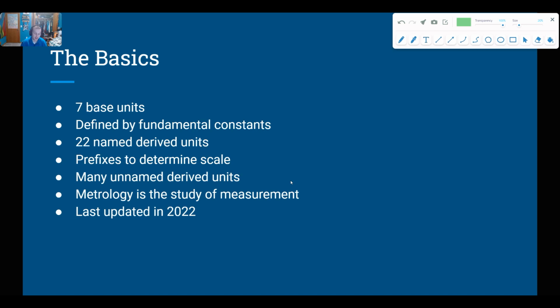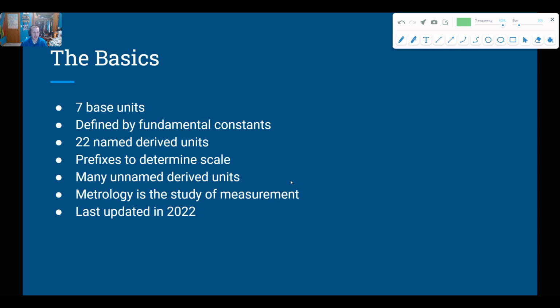Metrology is the study of measurement. There are actually people that are metrologists, where they specifically study how measurement is made and how it's done. They just specialize in this field, which I thought was interesting.